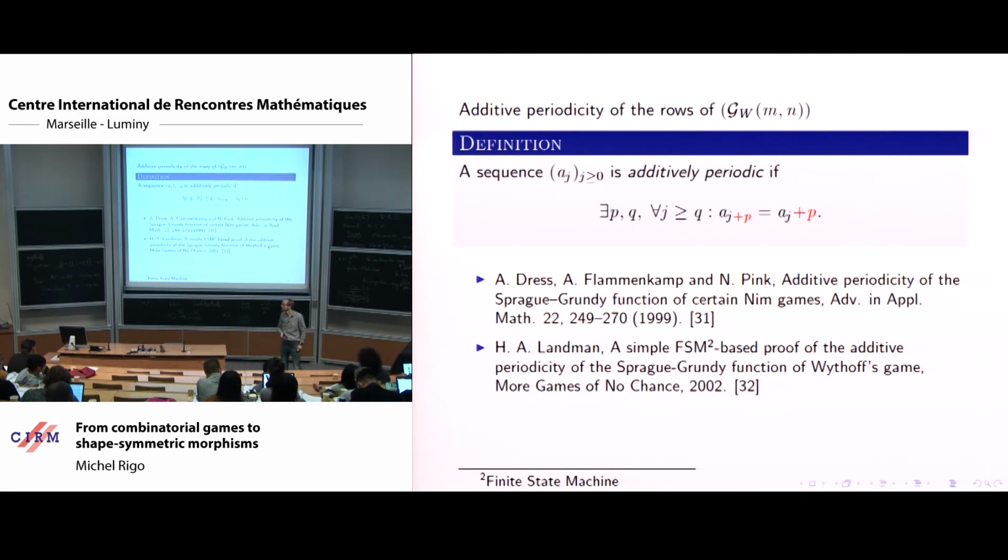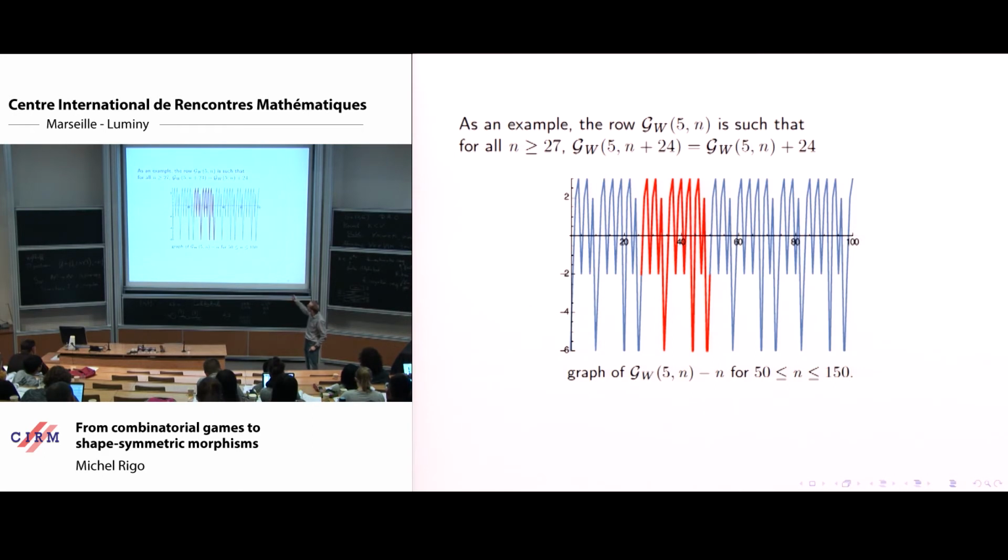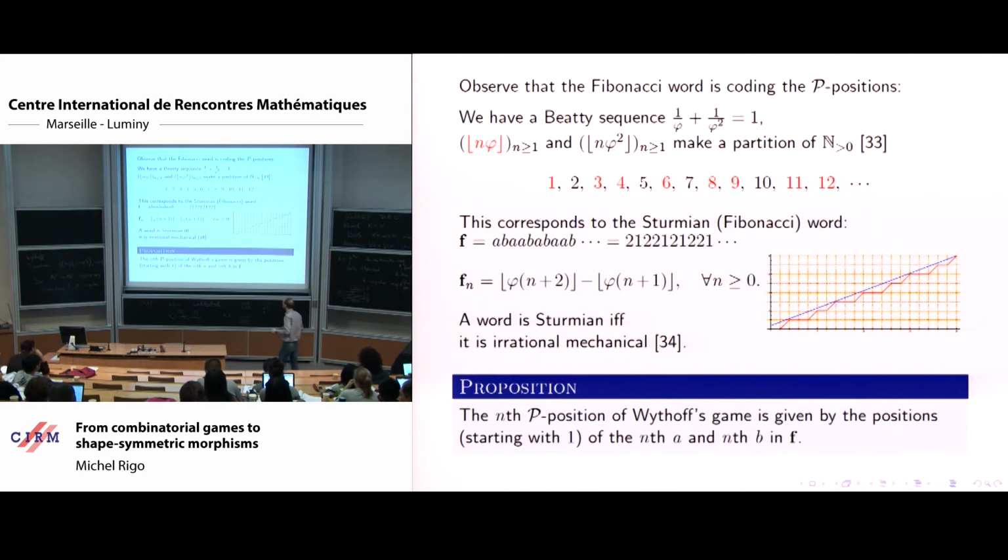And so just to convince you, I drew it by taking, let's say, row or line number 5, and when I look at something of the kind n plus 24, what you get back is exactly what you had in position n, plus 24. And so this graph is just the Grundy value where the first component is fixed to 5, and I subtract n. So instead of having something which grows linearly, I get back to something which is periodic, which is the meaning of being additively periodic. So you have all this strange kind of behavior.